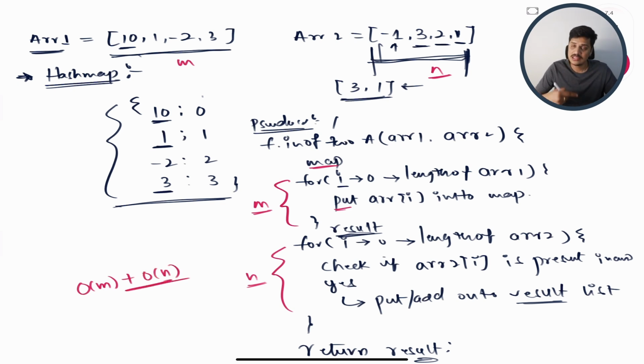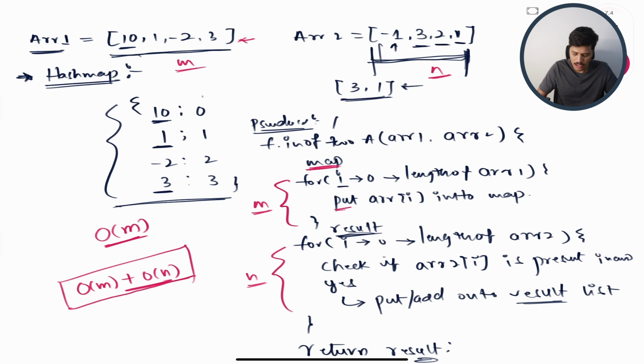Okay, now the space complexity will be, here we are initializing a map. In this map we have put all the values of the array 1. Since it has m number of values, the space complexity will be order of m. So whatever the time complexity expression that we have gotten, which is order of m plus order of n, right? Let's assume that if both the arrays have the same number of values, in that case order of m plus order of m, if we assume m is the common value, then the time complexity will be order of m and the space complexity will be order of m only.